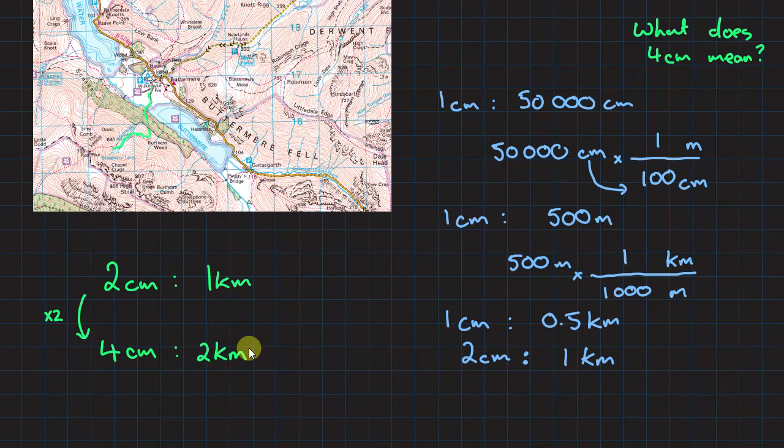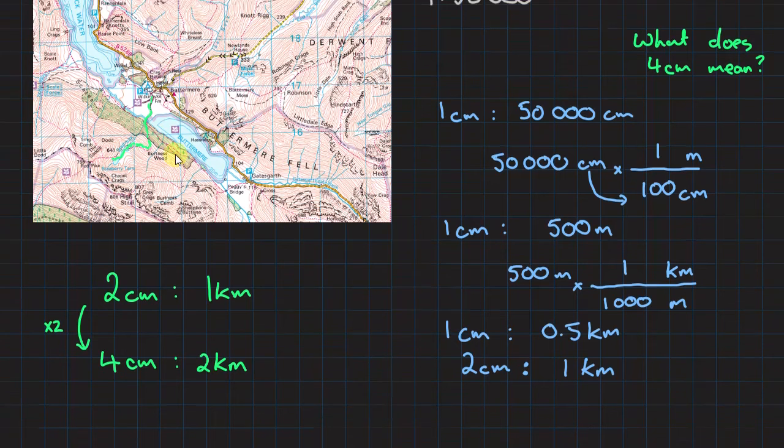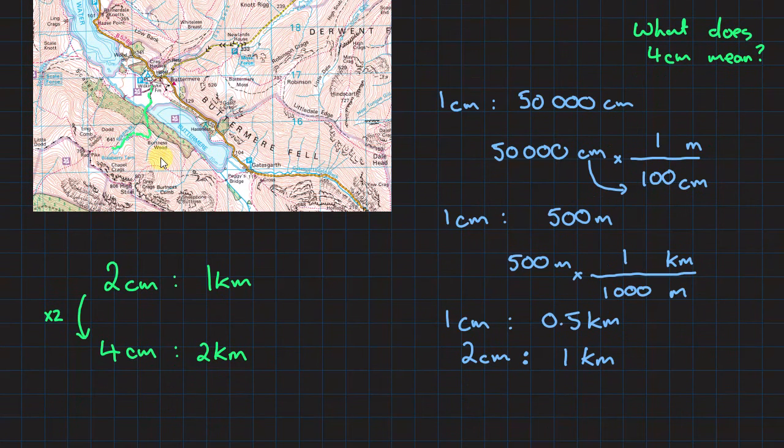Okay. If I tell you the length of Buttermere Lake is 3 kilometres, how long is it on the map? Actually, it wasn't Buttermere, I think it's Crummock is 3 kilometres. Oh, you can't see Crummock.